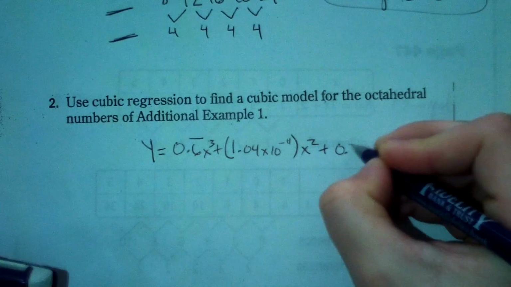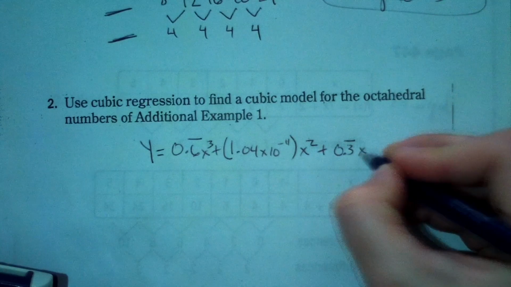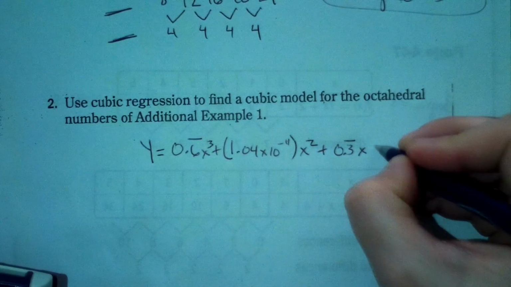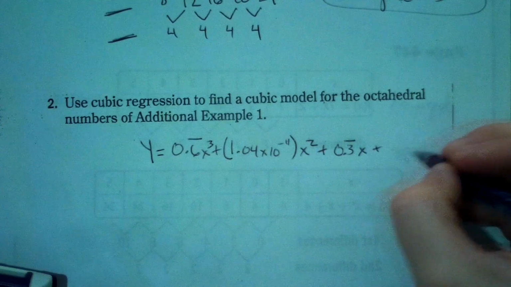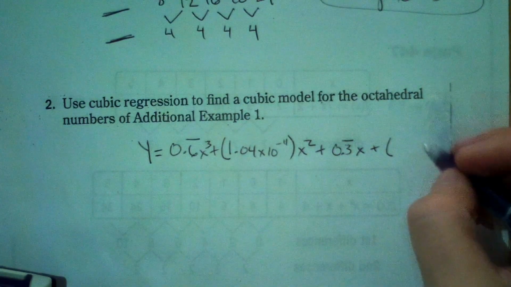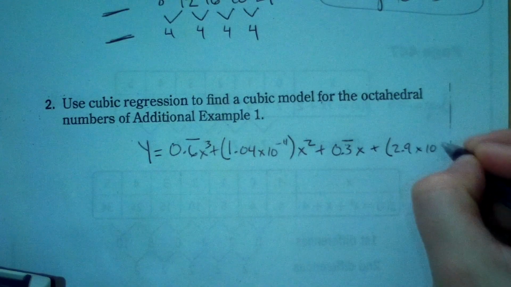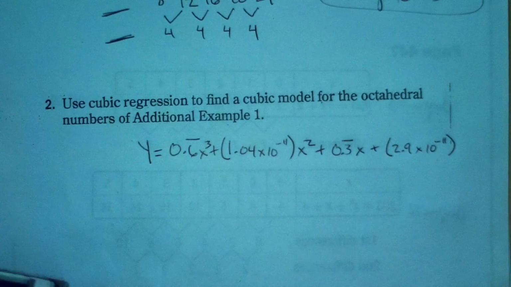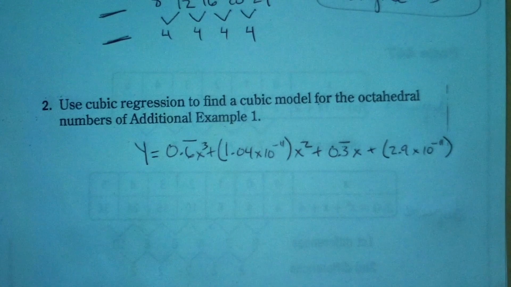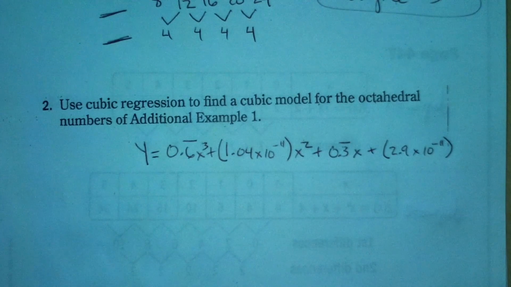So what they do for their answer in the book is they write it out as y is equal to the 0.6 repeating x to the third. Like I said, they value that so close to 0 that it's not relevant, so they get rid of that. And then the next one there would be the 0.3 repeating with the x, and then that last one, same thing. It's so small they don't hold any value to that, so they get rid of that one as well. So this is actually what the book has for its answer instead.